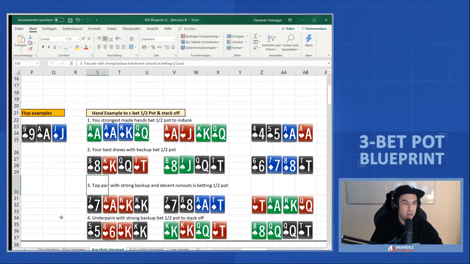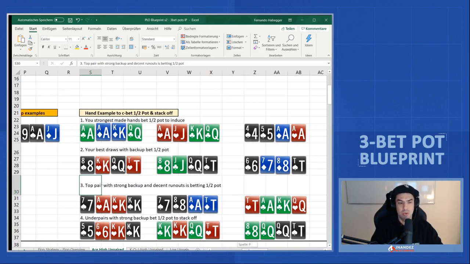And then lastly, under pairs with strong backup bet half pot to stack off. King, king, 5, 6, for example. King, king, queen, 10, and queen, queen, 10, 8. Those hands sort of benefit the most from keeping our opponent's range as wide as possible, because then we do have the most equity. And the reason we are going to not pot these hands is because they have more playability in comparison to something like a bare top set without any backup. So those hands are betting half pot, and then they're going to stack off.